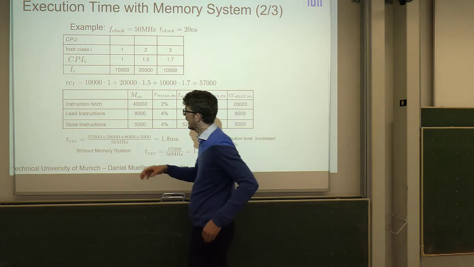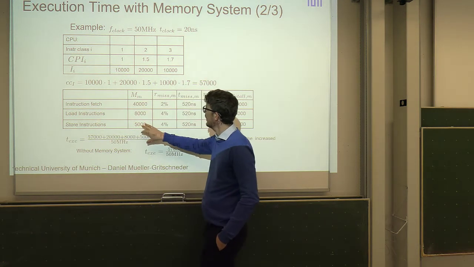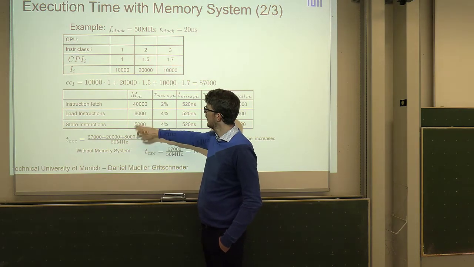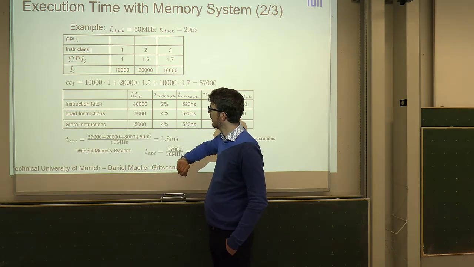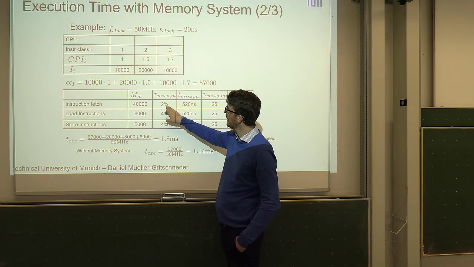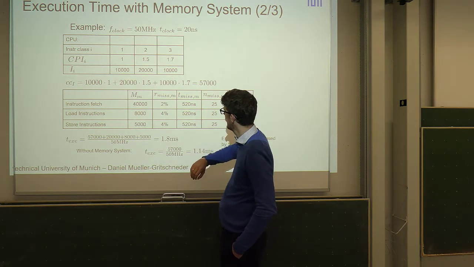Now let's look at the instruction fetch, load, and store. All 40,000 instructions have to do an instruction fetch. We have 8,000 load instructions and 5,000 store instructions. These are our misses: only 2% of the instructions we don't find in cache and have to go to main memory, 4% of the loads, and 4% of the stores.